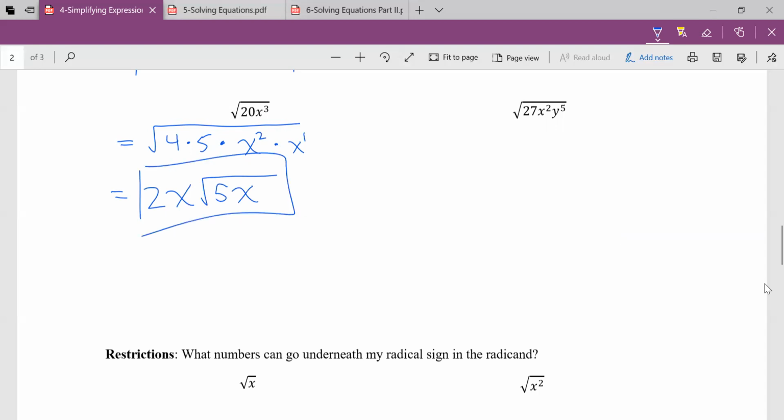Just like that. Okay? So when we have an odd power, what we're going to do is split it up into x to the power 1 and whatever else we would need here, but it'll be even because we can take the square roots of even powers. Let's try it again.